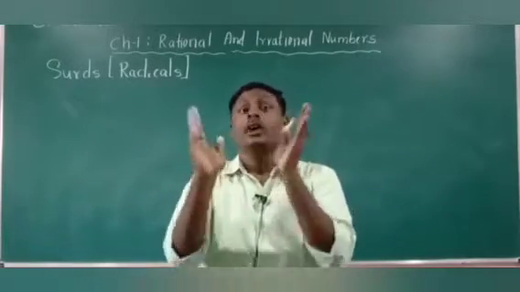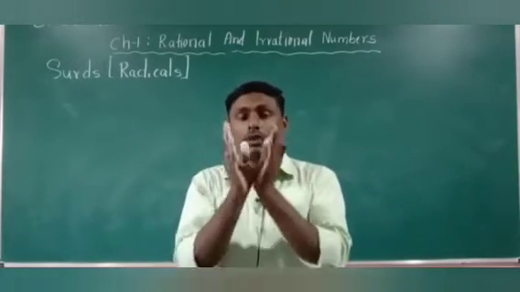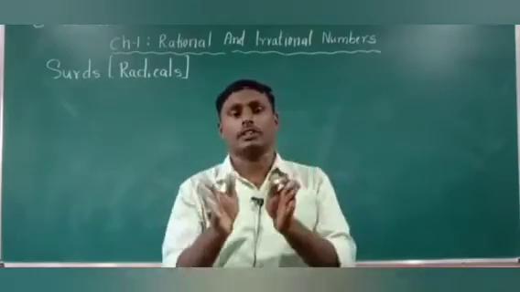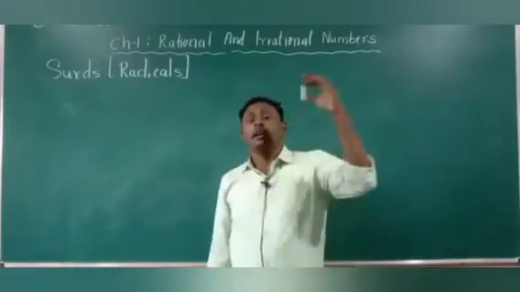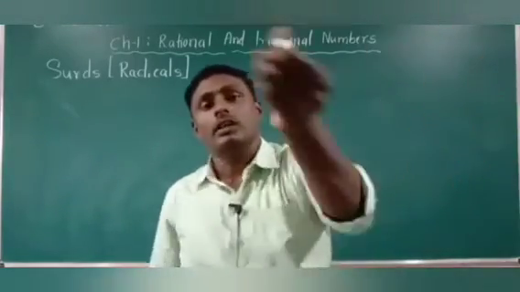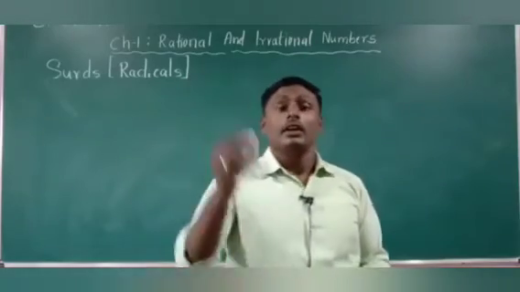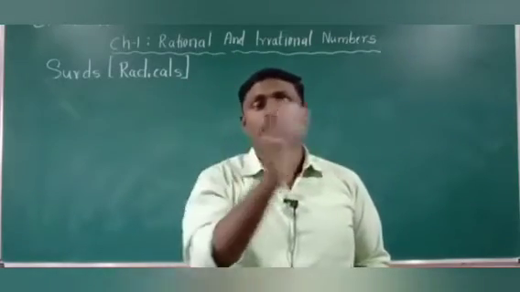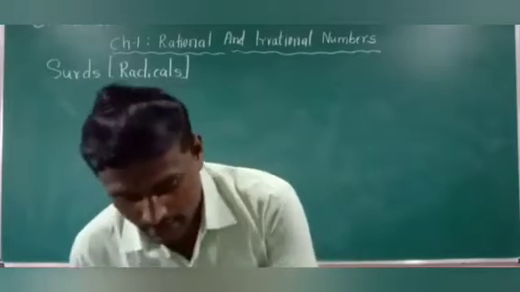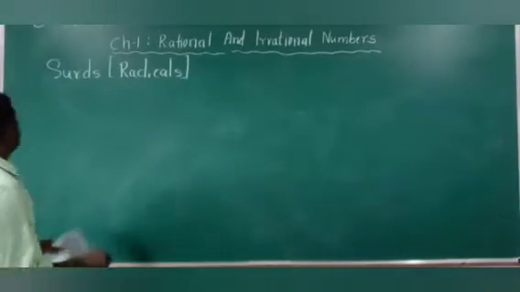When we multiply two irrational numbers, we get a rational number. That process is called rationalizing, and the irrational numbers involved are called rationalizing factors. Let's see one example.